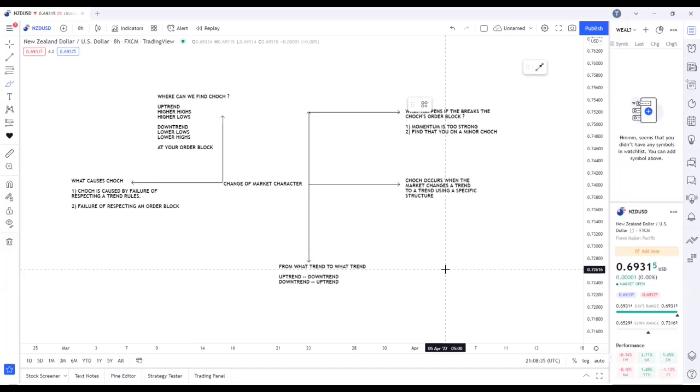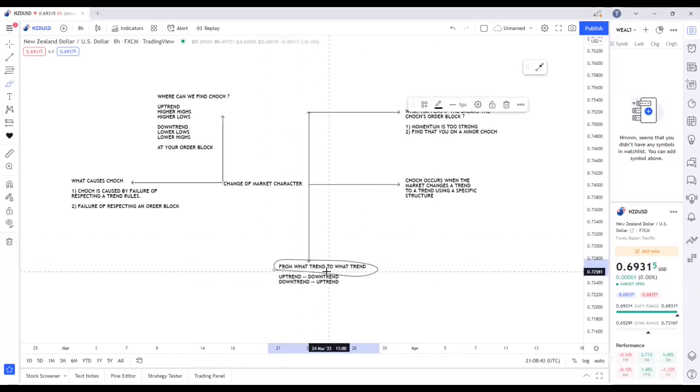A change of market trend means it's switching, as you can see here, from an uptrend to a downtrend, and then from a downtrend to an uptrend. That's where the change of the market happens. So the question you should ask yourself now is: we know the market is going to change its character from one place to another, so where do we find it? Where do we find those specific zones where we should look for change of market character?